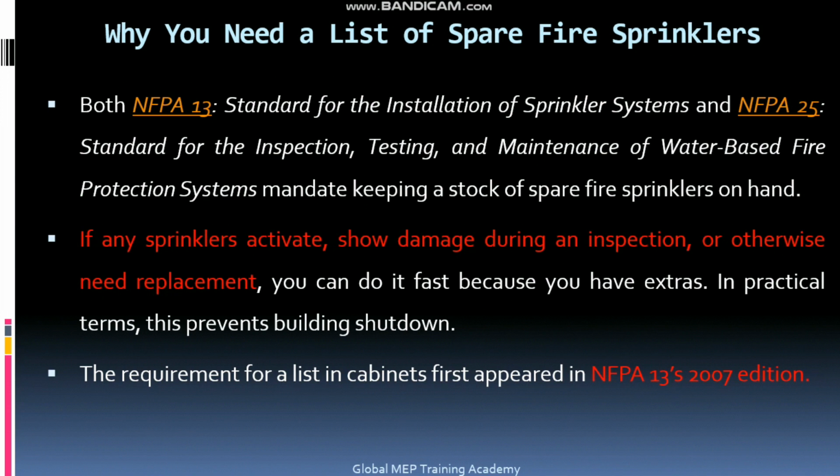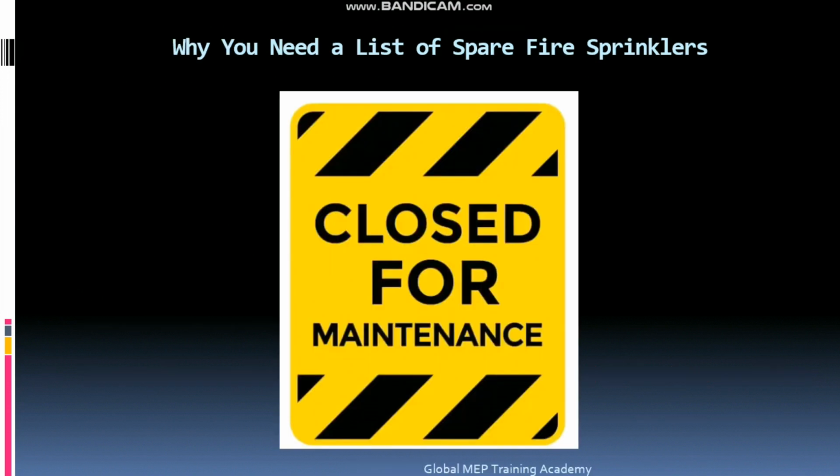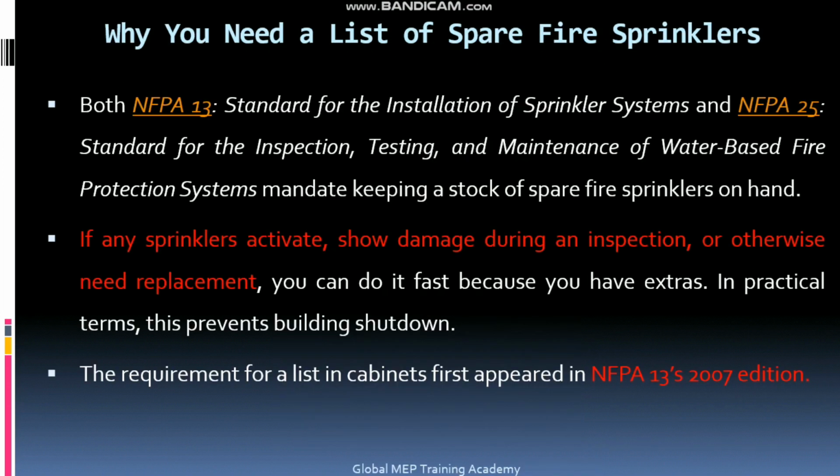So first of all, as per NFPA 13 and 25, we need to have some spare sprinklers for all the projects. Because if any sprinkler activates during fire condition, or it has damage that we see during the inspection, or otherwise if it needs replacement, then we can do it very fast because we have the extra spare sprinklers. So practically this will avoid the building shutdown. And the requirement for this list of cabinets first appeared in the NFPA 13 2007 edition.